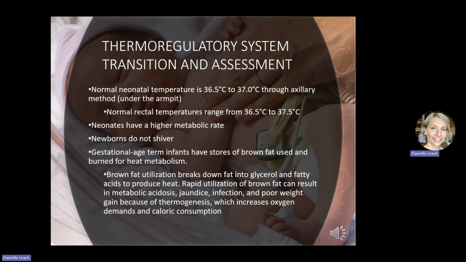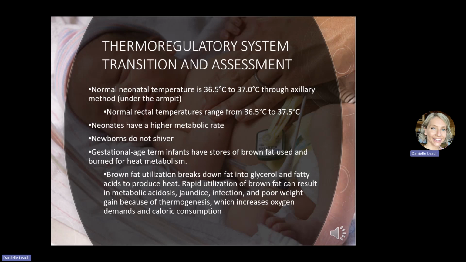Neonates do have a higher metabolic rate. So basically, we do want to make sure that they're in a neutral thermal environment so that they're minimizing metabolic and oxygen needs. So basically what that means is we want to make sure that we keep them warm. We don't want them to get cold.